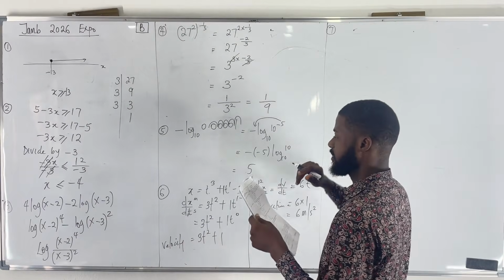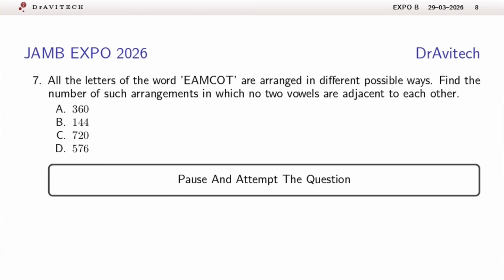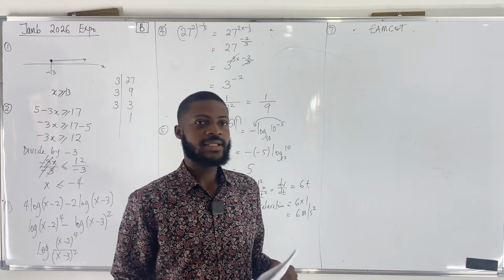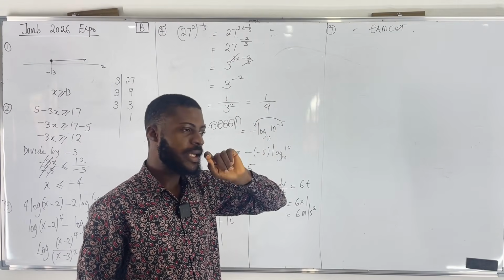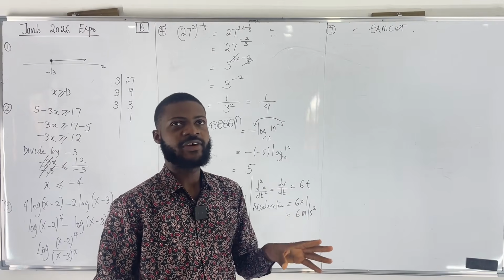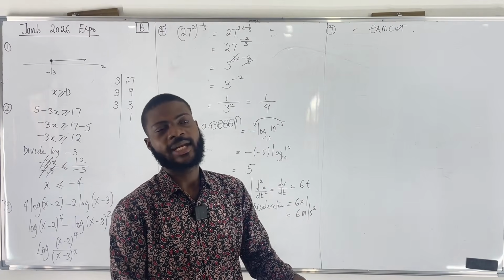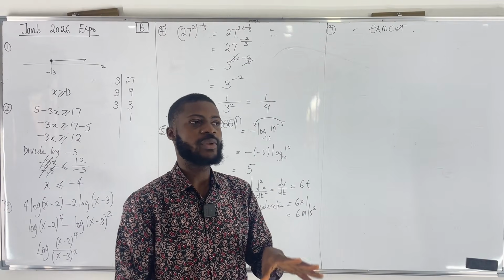So question 7 says, all the letters of the word EAMCOT are arranged in different possible ways. Find the number of arrangements in which no two vowels are adjacent to each other. EAMCOT. Now, we're looking for the number of ways to arrange this so that the vowels are not together. There's a way I used to solve this question. First things first, I want to solve it when the vowels are together, because adjacent means they're together.